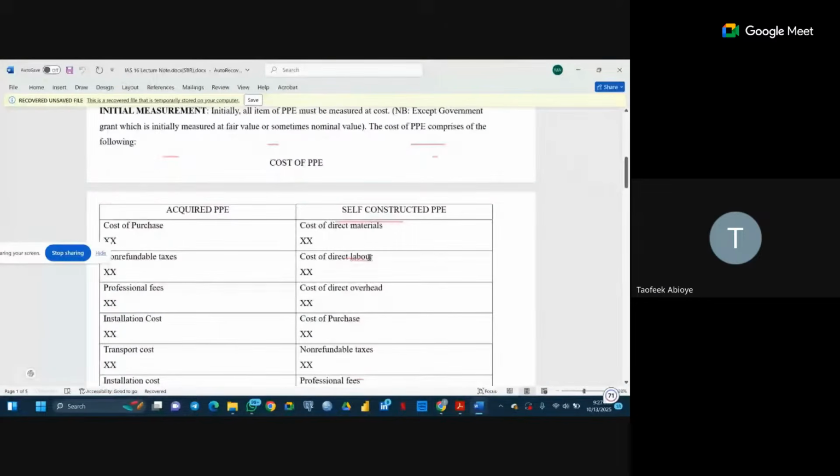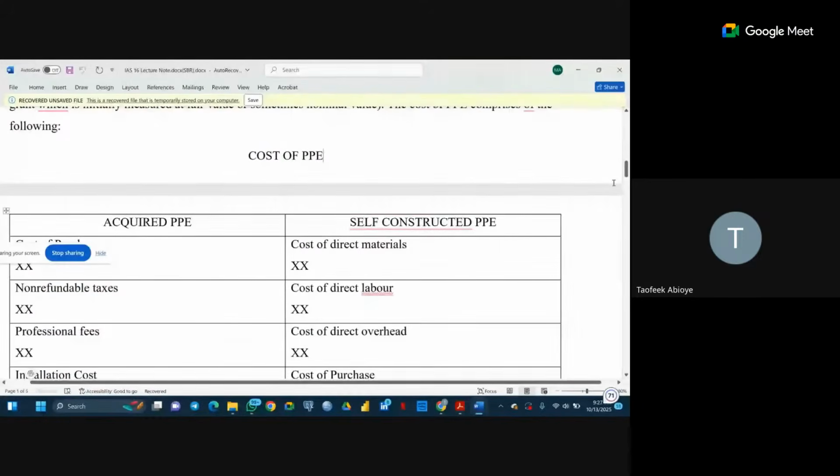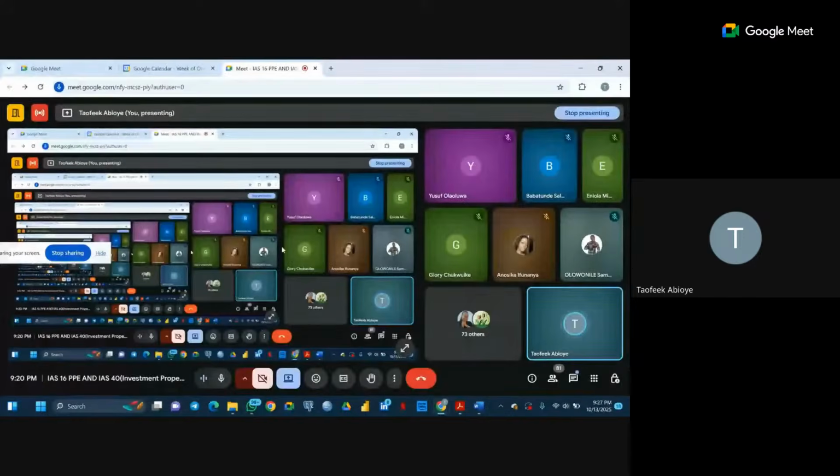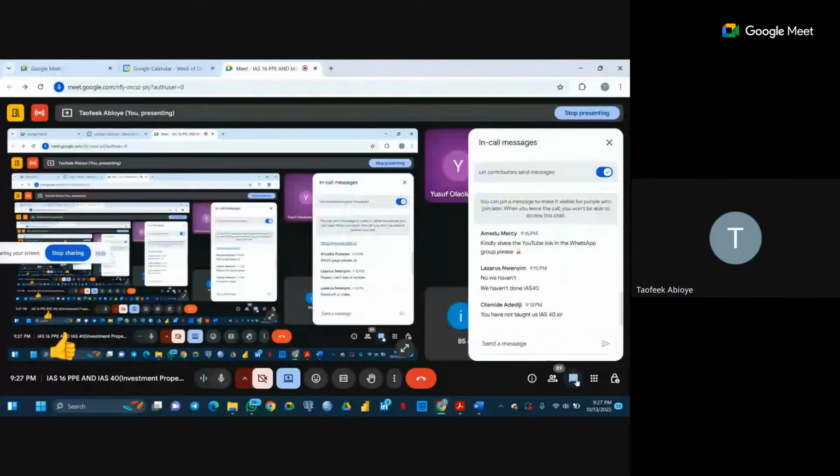Let me enlarge the screen a bit so that those watching us from YouTube can see it. Please, can you confirm if you can see my screen properly? Please, let's indicate with signs. All right, thank you very much. I just want to be sure so that it won't be like I'm just talking.